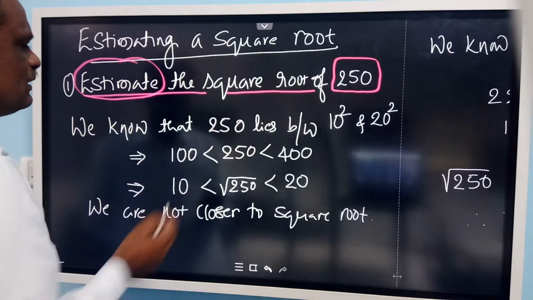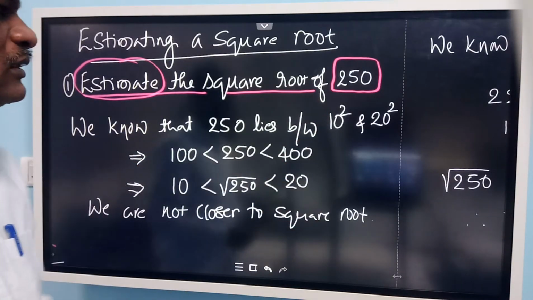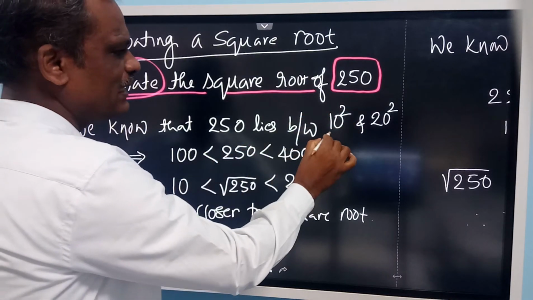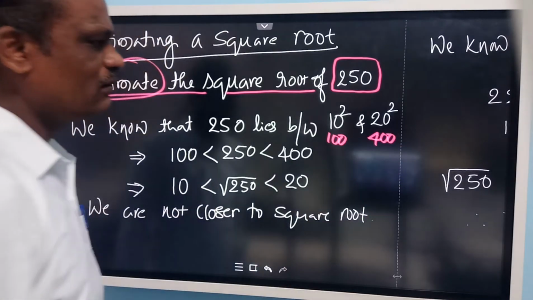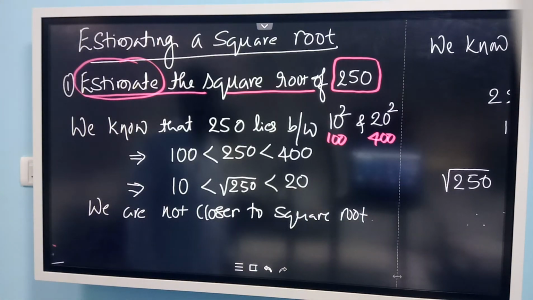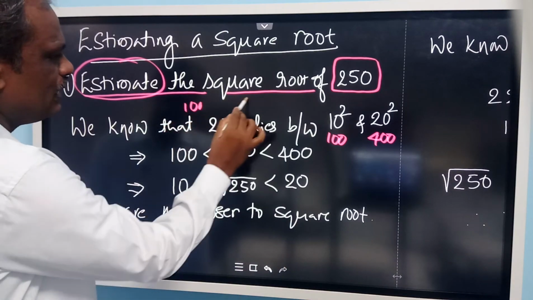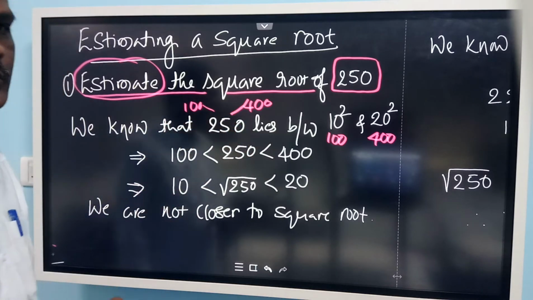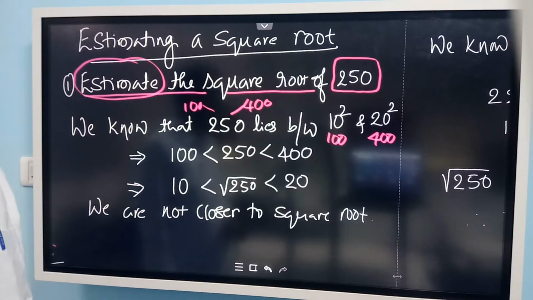Now 250 I want. As you know, 250 lies between two square numbers, 10 square and 20 square. What is 10 square? It is 100. 20 square means 400. So this lies between 100 and 400. But look at this. It is very far away from 250. 100 is very far. 400 is also very far from 250. It is not a very close one.